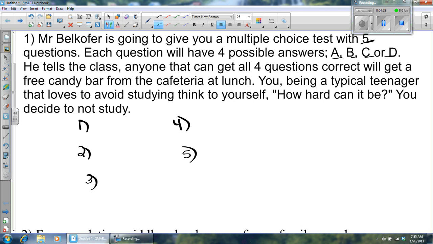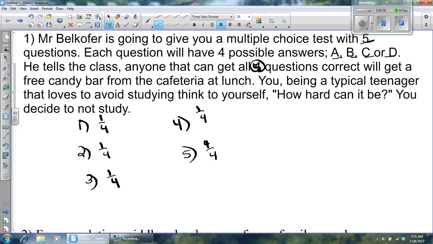If you just randomly guess, what's the probability you're going to get it right? Well, you should all know that it's 1 out of 4. Okay, and the probability of getting the second one right is 1 out of 4, and the third one is 1 out of 4, and the fourth one is 1 out of 4, and the fifth one is 1 out of 4. Okay? Now, the probability, this here should be a 5. I'm sorry about that. That should be a 5 because you have to get all 5 questions correct.